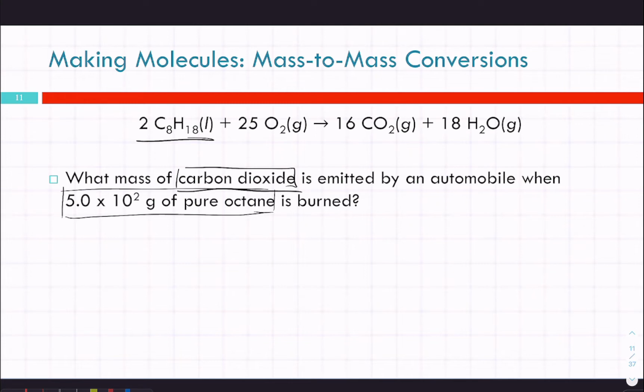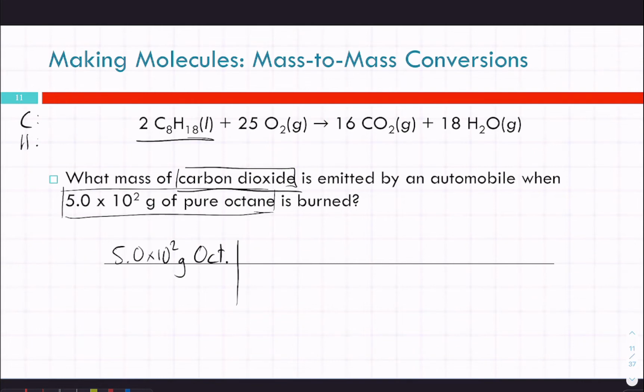So we've got a mass of octane, and we want to get a mass of carbon dioxide. So starting out with our 5.0 times 10 to the 2 grams, I'm going to abbreviate this as oct. Our first step here is going to be to convert from grams of octane to moles of octane. So we can find the molar mass or the molecular mass of octane using quantities from the periodic table and the individual masses of the atoms and the number of those atoms in a molecule.